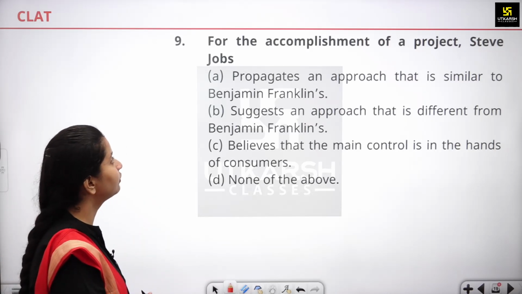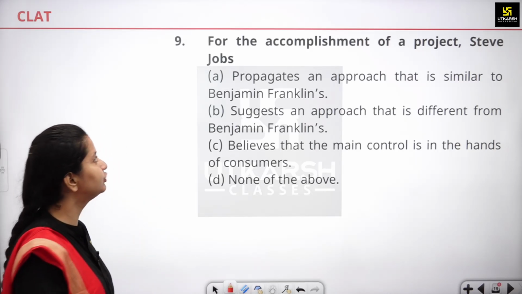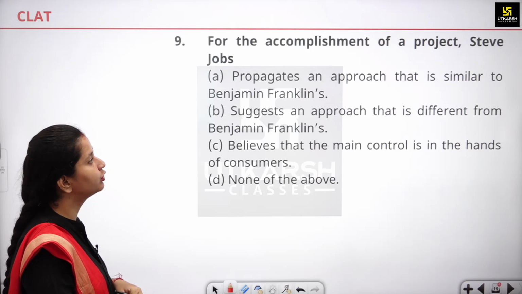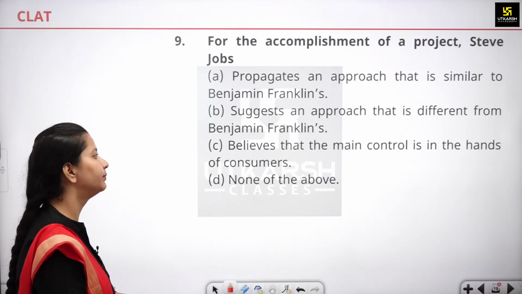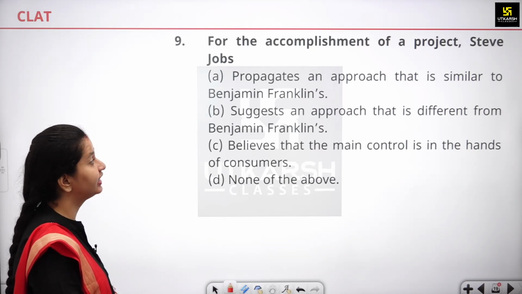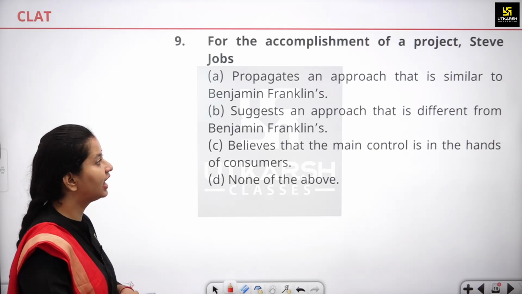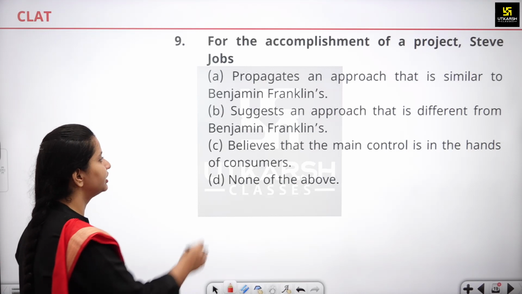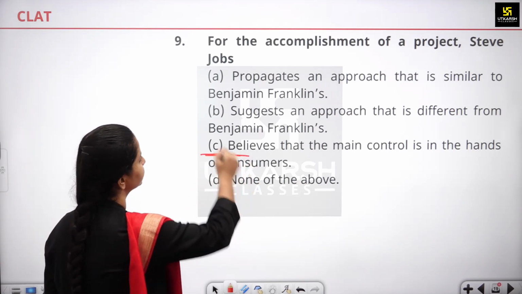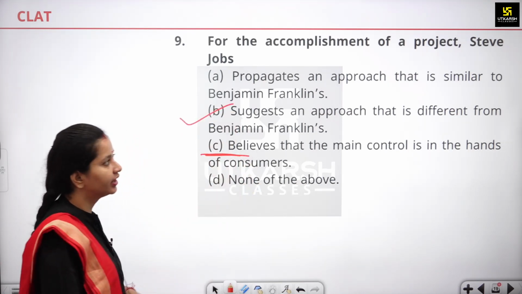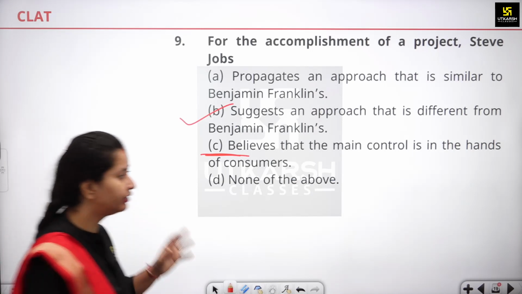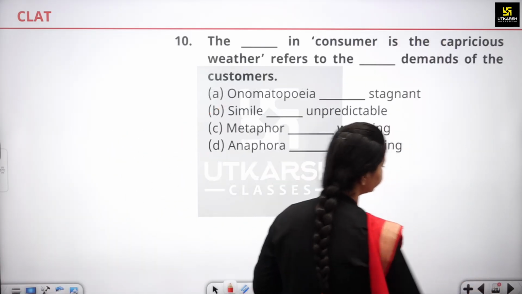Next question, what for the accomplishment of project Steve Jobs, option A, propagates an approach that is similar to Benjamin Franklin. No. Suggest an approach that is different from Benjamin Franklin. Could be the answer. Believe that the main control is in the hands of customer. No, this was of Bill Gates. Correct answer is option B, that it was very much different from that of Benjamin Franklin.